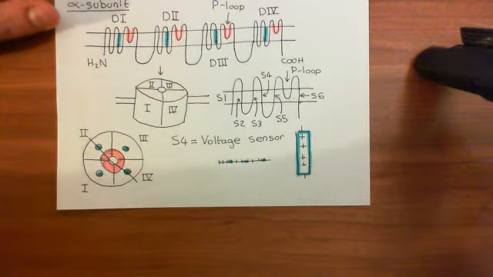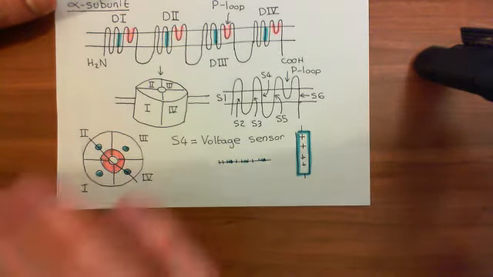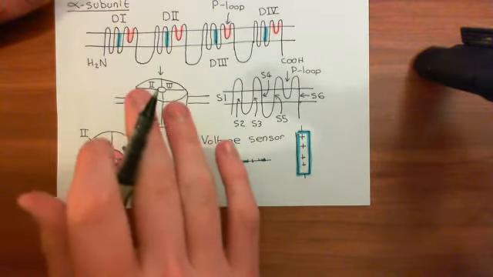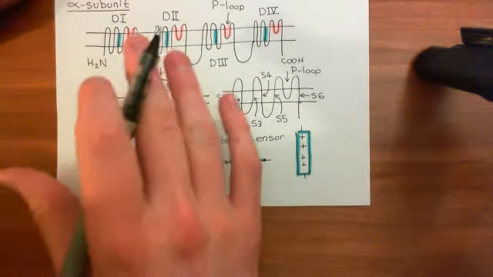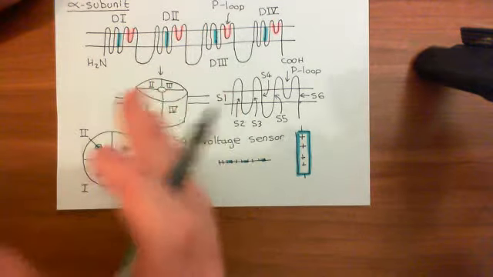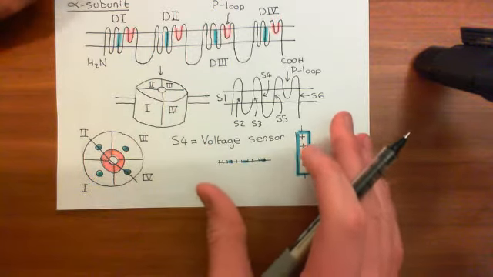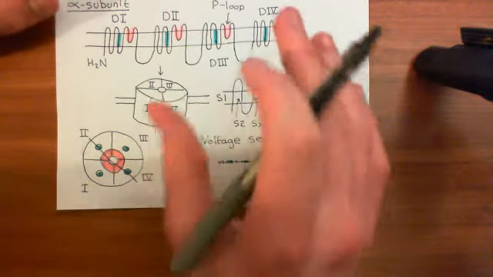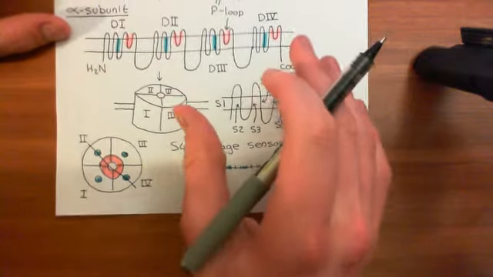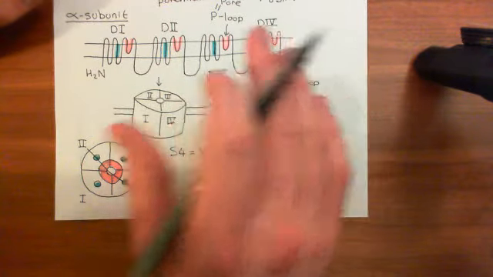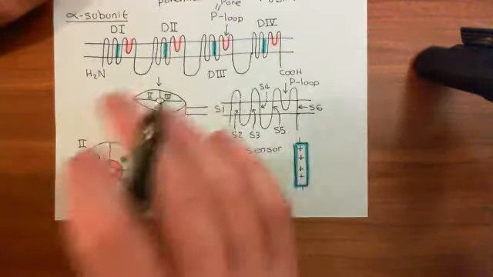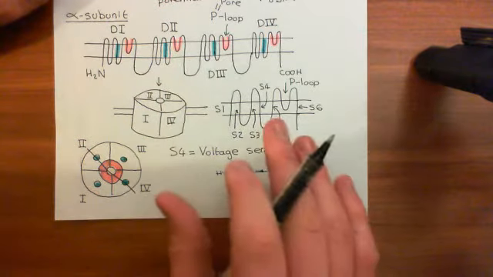Okay, for now, what I want to talk about is all of the different alpha subunits that you have, which are all capable of making a voltage-gated sodium channel. So there is not just one alpha subunit of a voltage-gated sodium channel, is what I need to stress. It would be very, very simple if there was just one alpha subunit, but it's not that way.